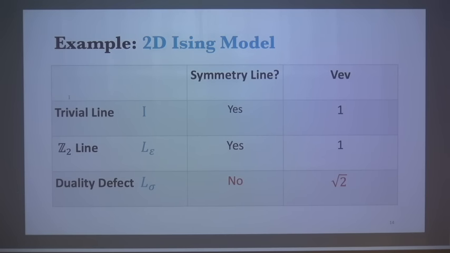In fact, it's a duality defect that implements the Kramers-Wannier duality, aka the order-disorder duality. And its VAF is square root 2. This can be determined from the modular data of the Ising CFT. This is perhaps the simplest non-symmetry topological line in 2D CFT.